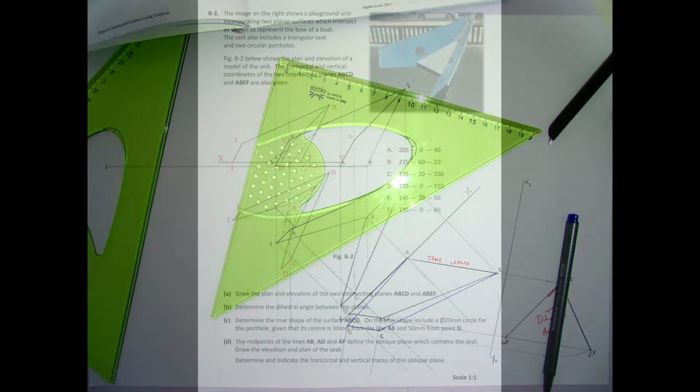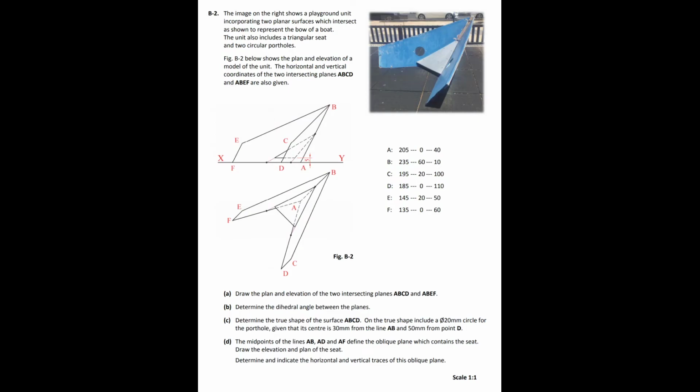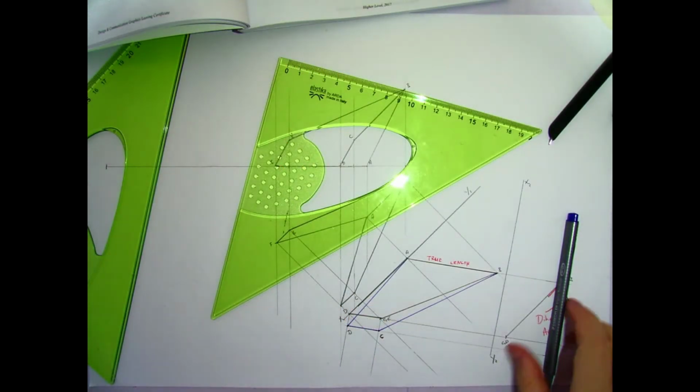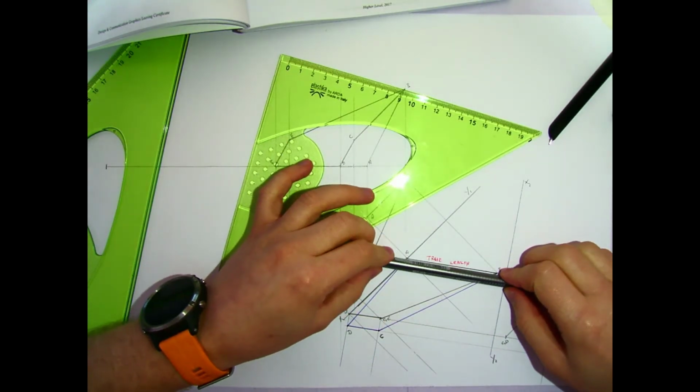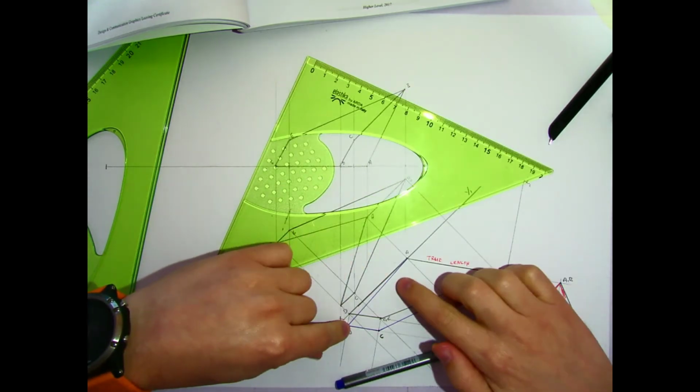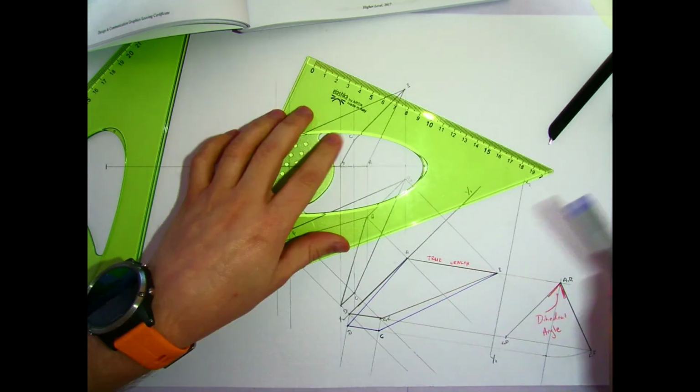The next part of this question, part C, is on the true shape include a 20mm diameter circle for the porthole given its center is 30 millimeters from the line AB, so it's going to be 30 millimeters out from line AB and 50 millimeters from point D. So what that looks like in reality, 30 millimeter line parallel out along here, and we'll draw an arc that's 50 millimeters away from there.